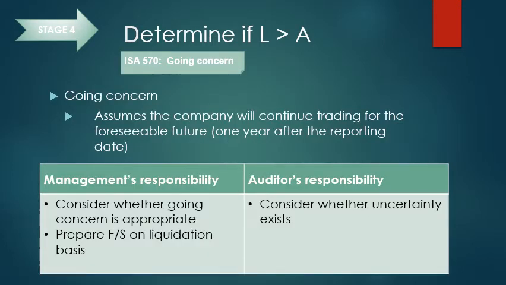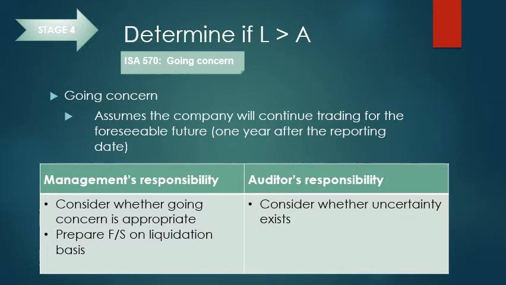The standard available to use as guidance when it comes to going concern is ISA 570. Now, going concern assumes that the company will continue trading for the foreseeable future, and in this instance, the foreseeable future is 1 year after the reporting date. Now, management has a certain responsibility when it comes to going concern, and the first thing there that they need to consider is whether the going concern is actually appropriate.